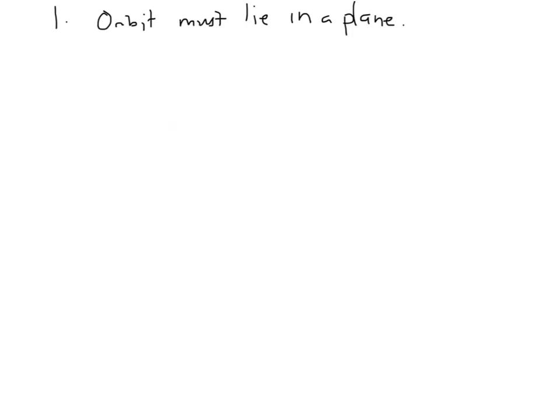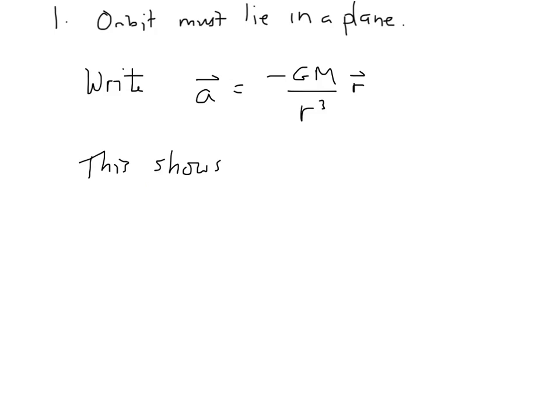Our first goal is to show that the orbit has to lie in a plane. So let's start off by combining the two laws, the second law and gravitation, to write the acceleration vector as minus G times the mass over r cubed times the radius vector. Okay. So this immediately tells us that the radius vector and the acceleration vector are parallel because they're just differing by the multiplication of this constant out front, the minus G M over r cubed. So in particular, since they're parallel, we know that r cross a has to be equal to 0.